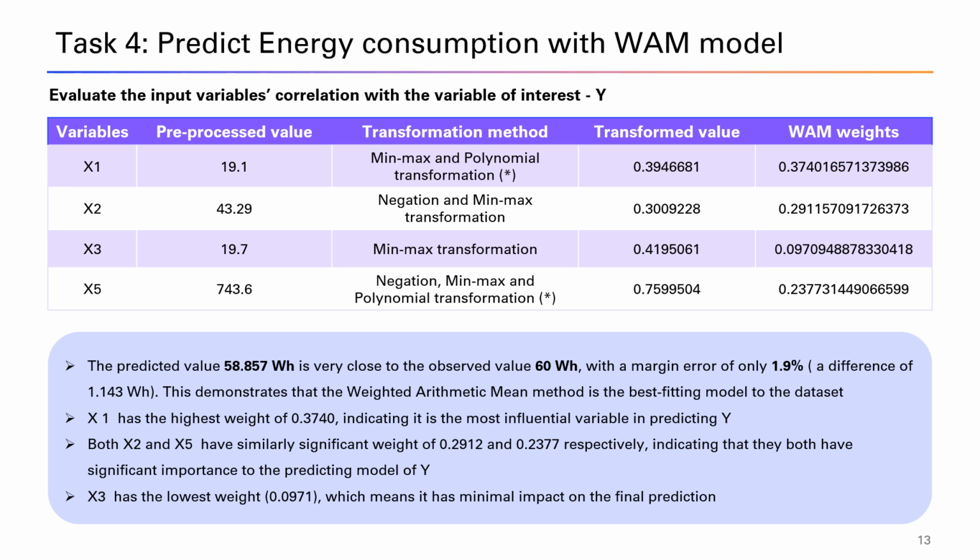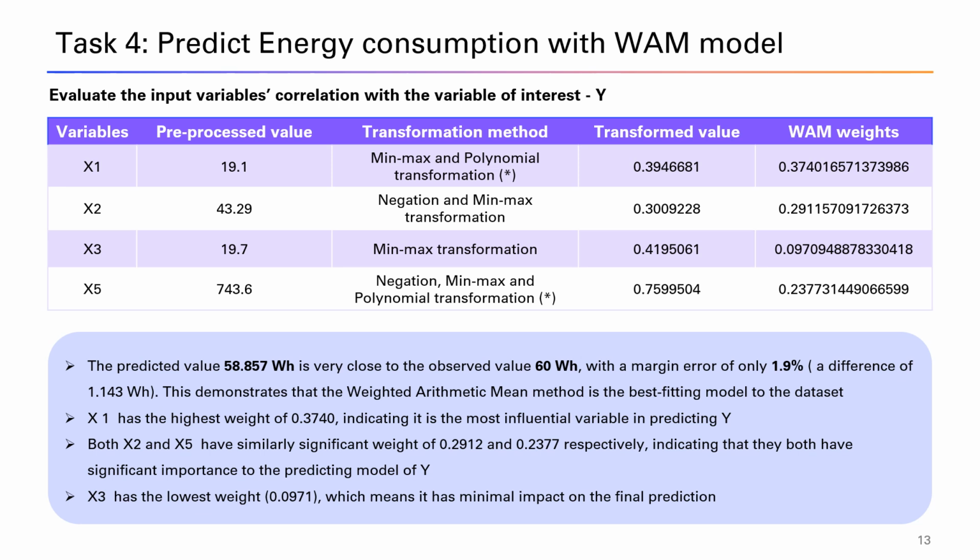The predicted value of y is 58.85 watt-hours compared to the observed value of 60 watt-hours, representing a margin of error of only 1.9%. This demonstrates that the WAM is the best fitting model for this dataset.